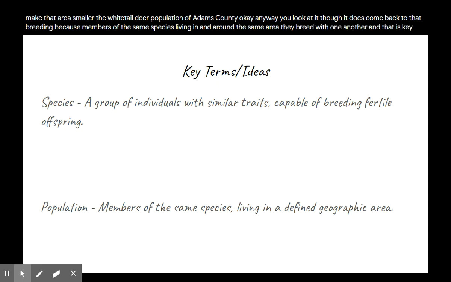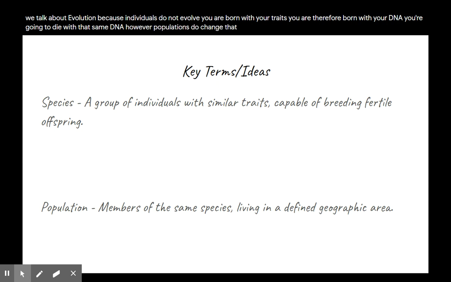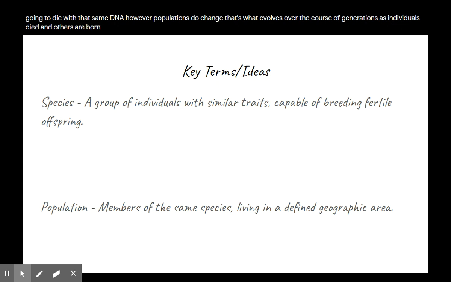And that is key as we talk about evolution, because, as I have stated earlier, individuals do not evolve. You are born with your traits. You are therefore born with your DNA. You're going to die with that same DNA. However, populations do change. That's what evolves. Over the course of generations, as individuals die and others are born, populations change.